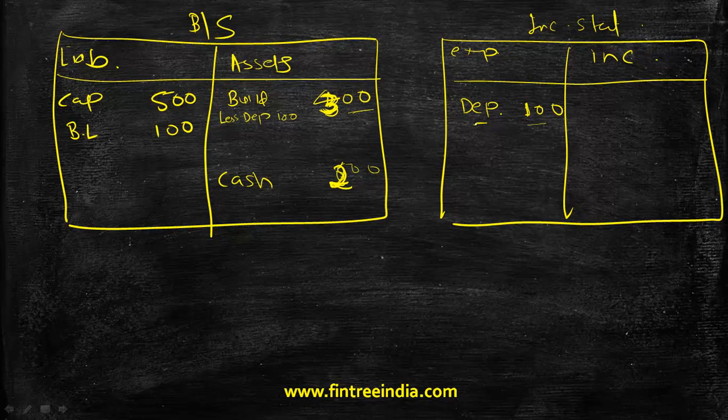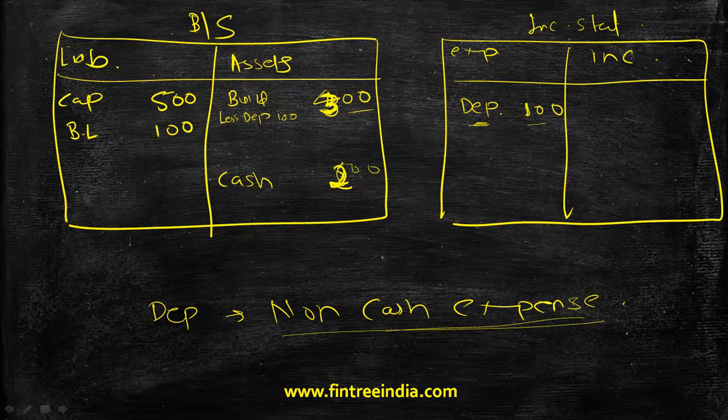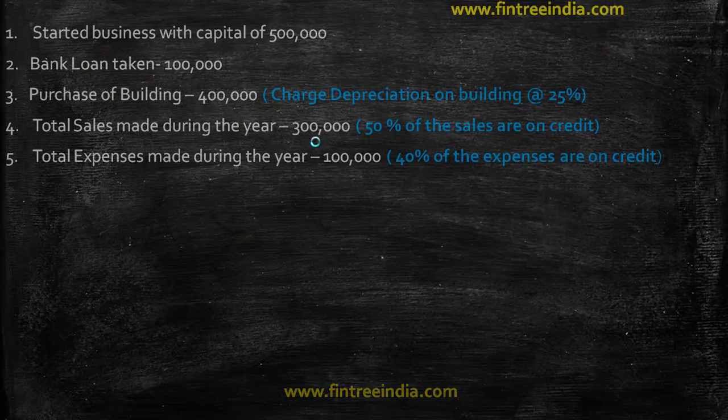That means that when we charge depreciation, we don't really have to pay any cash to anyone. And that is the reason why depreciation is called a non-cash expense. We do show it as an expenditure, but it is not a cash expense, it is a non-cash expenditure. Let's go to the next transaction.